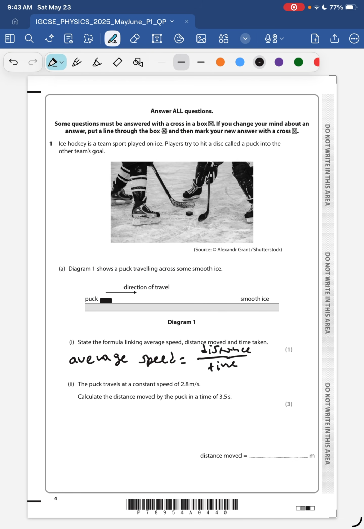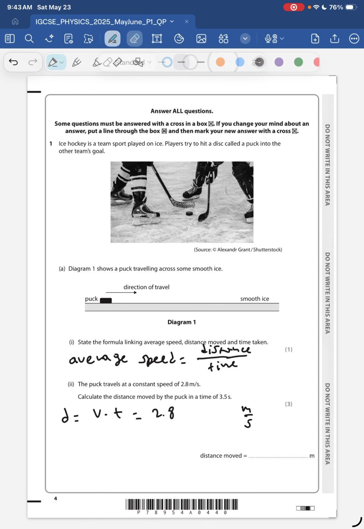So anyway, part two. The puck travels at a constant speed of 2.8 meters per second. Calculate the distance moved by the puck in a time of 3.5 seconds. Okay, so from what we just wrote, we can use, I'm going to write D for simplicity, D is speed, which I will denote by v, times time. So v is 2.8 meters per second. By the way, when I work out problems, I try to reach a final algebraic formula, if you will, and then I plug in numbers.